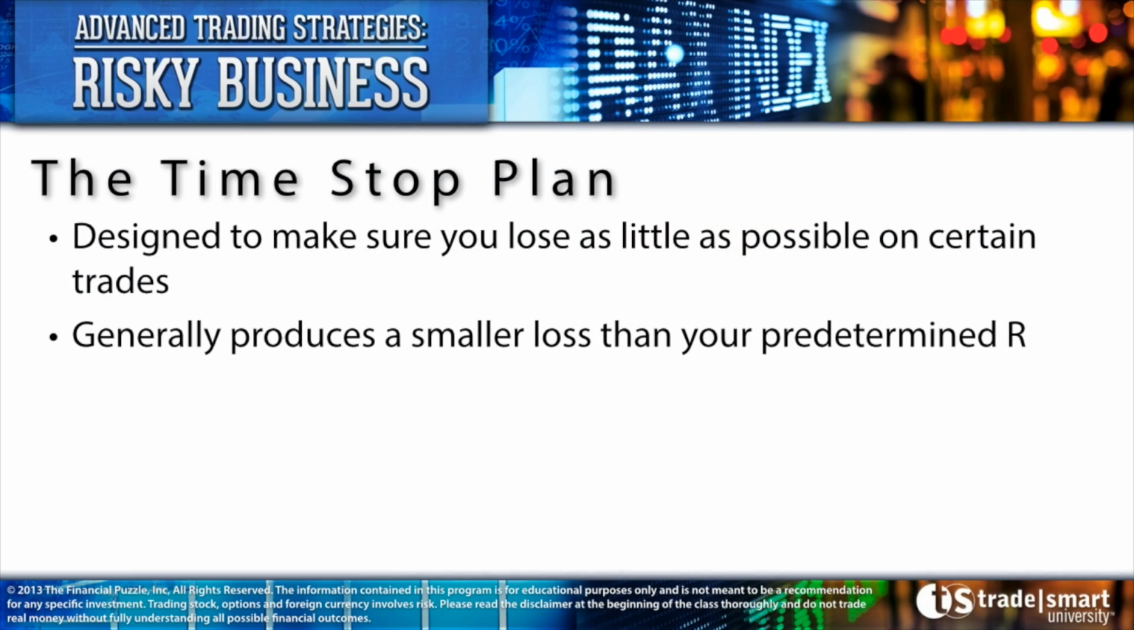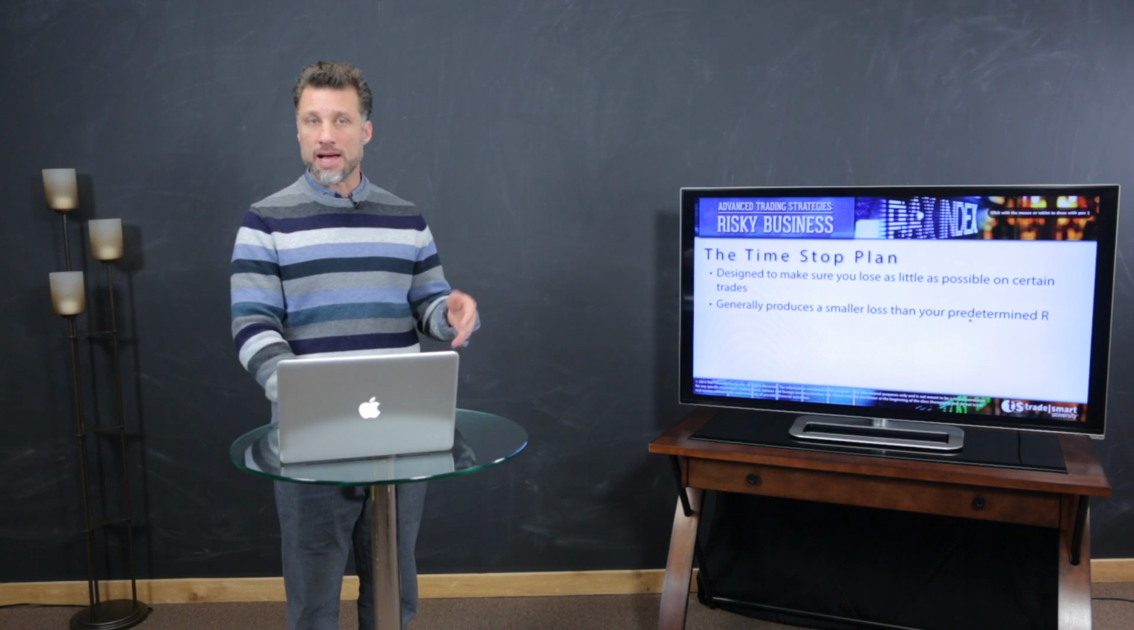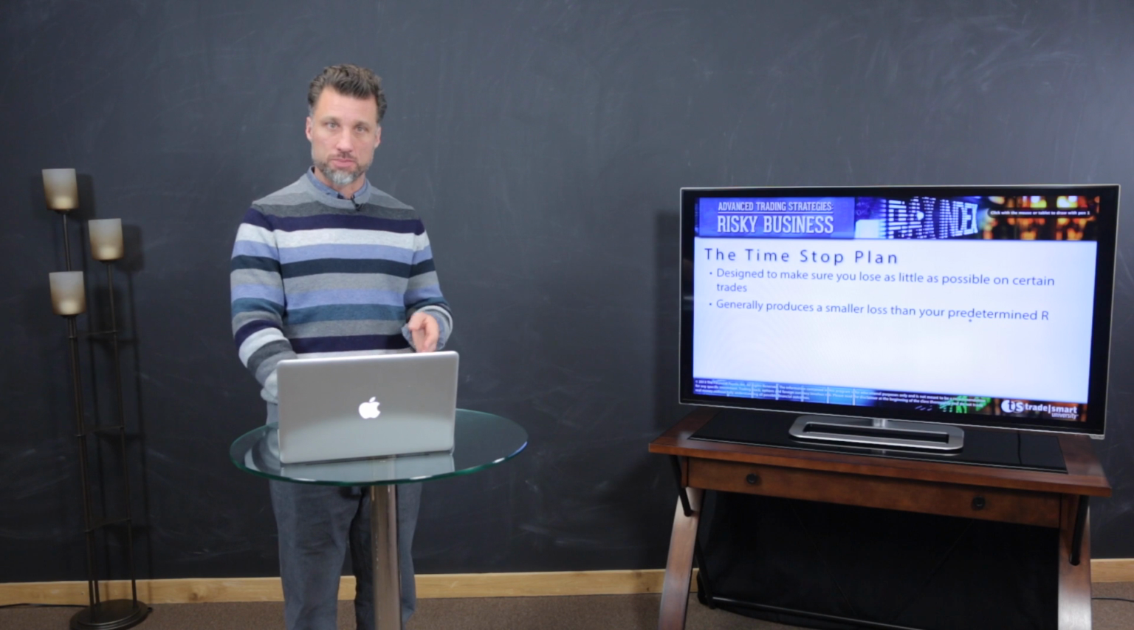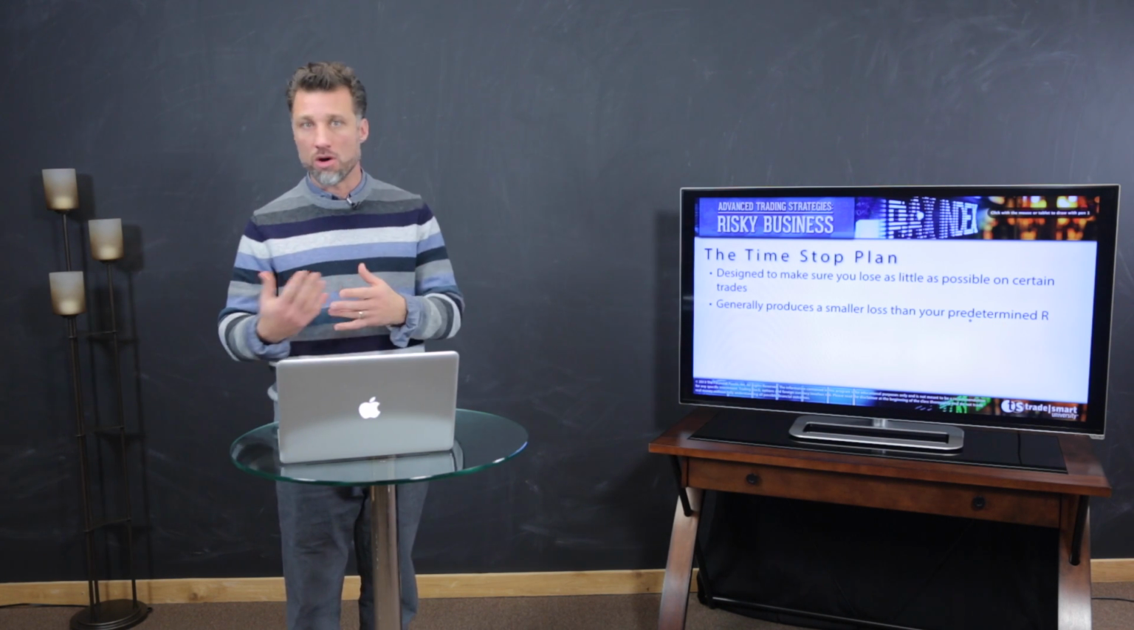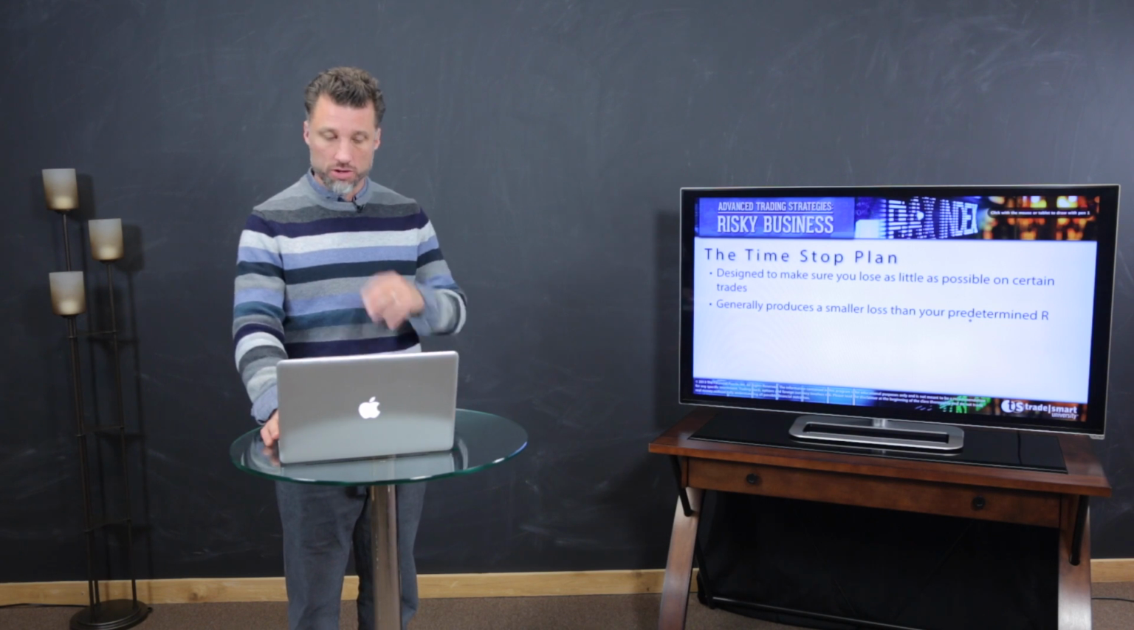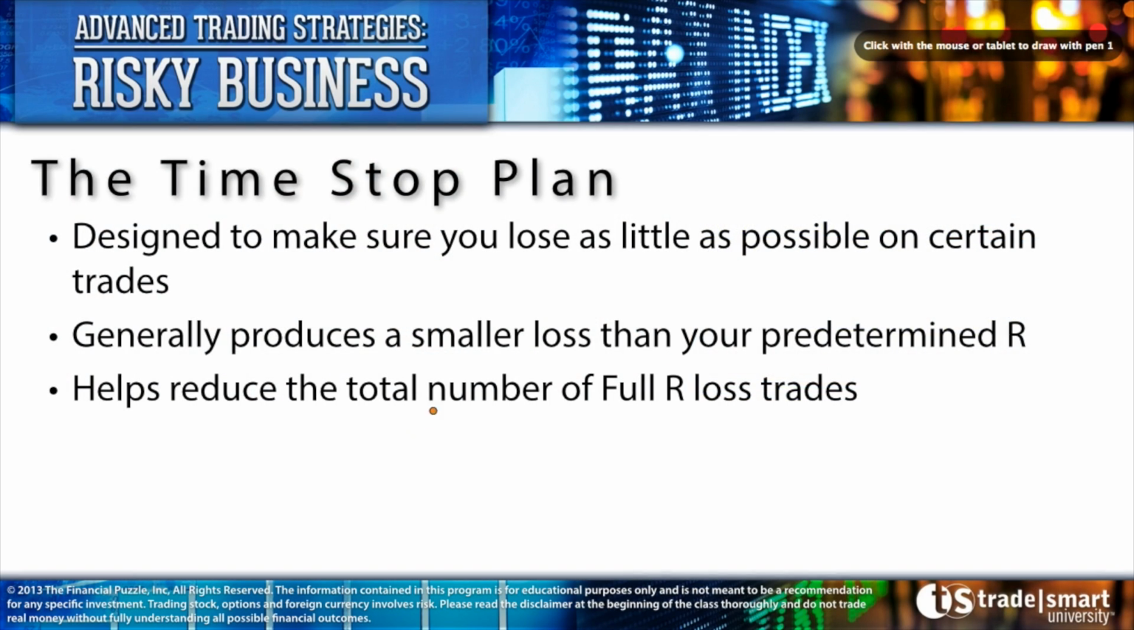However, using the time stop plan as a management system generally produces a smaller loss on your predetermined R. So instead of you losing the one risk unit, the time stop plan will often, on many trades, prevent you from even losing the 1R and shrink that number down to maybe a half an R or a quarter of an R or 3/4 of an R, so to speak. It also helps reduce the total number of full R loss trades.